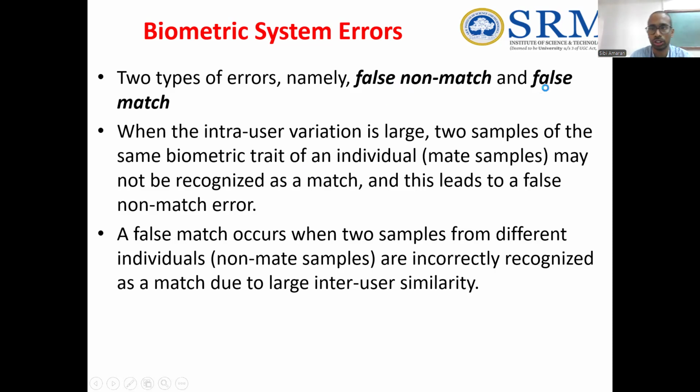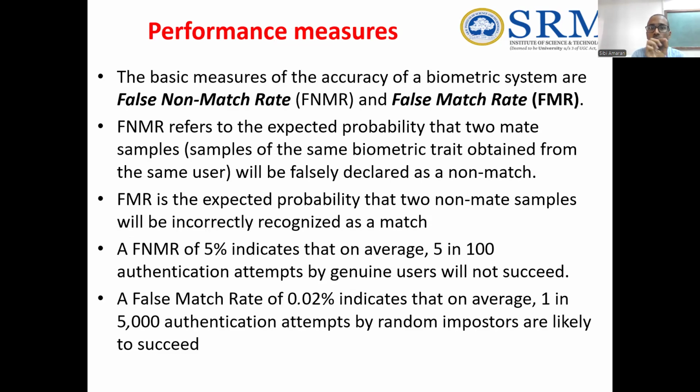What is a false match? I'm collecting a sample from one person and another sample from some other person. But the biometric application recognizes that as coming from the same person. That is known as a false match. So this is a false non-match and this is a false match. I'll explain through the performance measures.